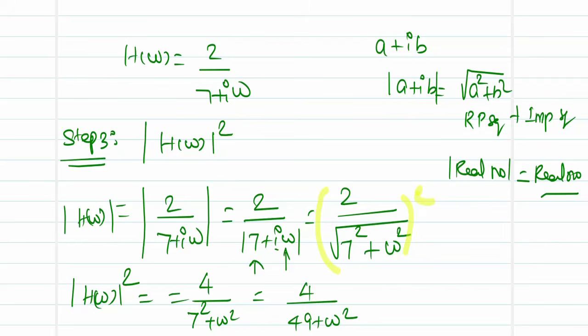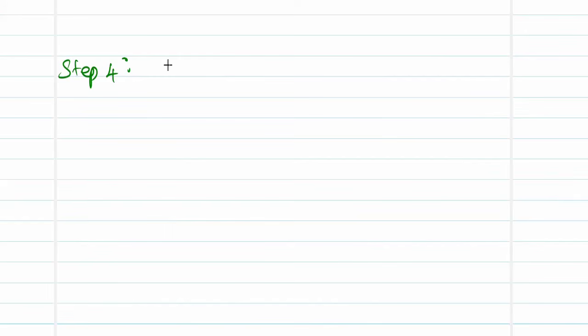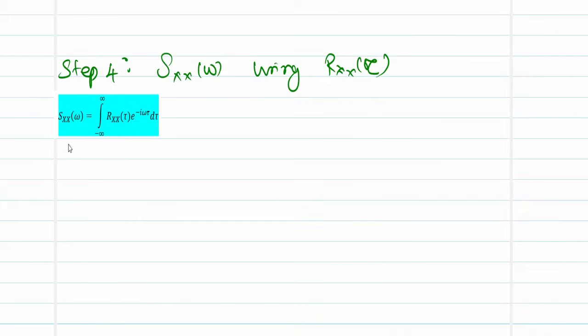Now moving on, I will have step 4. What is going to be my step 4? I want to compute the second part of the relationship, Sxx of omega. So I will have to compute Sxx of omega using my Rxx of tau. What is the relationship that connects my Sxx of omega with Rxx of tau? Here I recollect the formula.